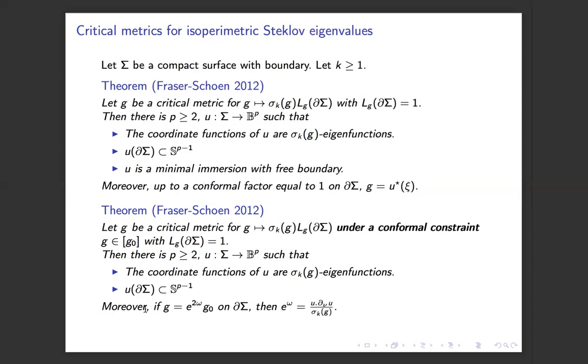Here we also have a characterization of the metric by a conformal factor times a reference metric, such that the conformal factor at the boundary is equal to something depending on the map. And it is somewhat a density of energy on the boundary.